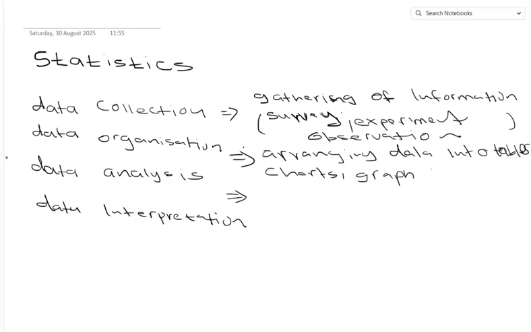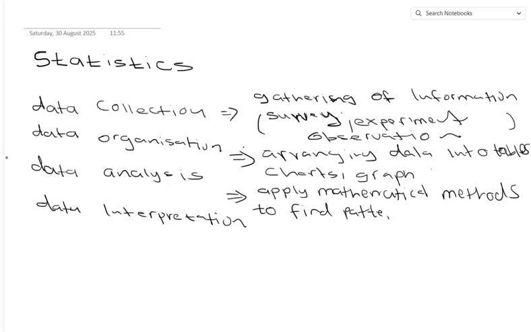So what is data analysis? In analysis, we apply mathematical methods to find patterns, or relationships.